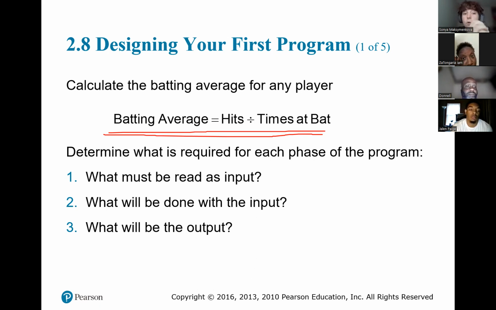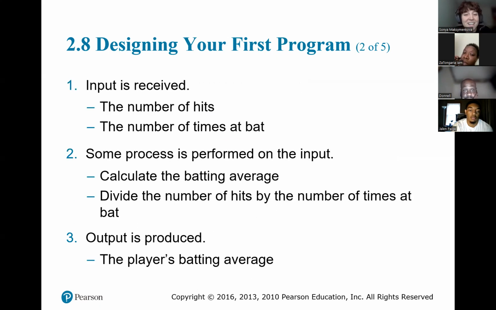And the last thing, what are we going to display for the user to see? The batting average. Perfect. Great. So we covered our bases, no pun intended. This is what we have to do. Basically, we just went through it. We're going to receive the input, the number of hits and the number of times at bat. Then we're going to calculate the batting average by dividing the number of hits by the number of times at bat. And then we're just going to display the batting average.